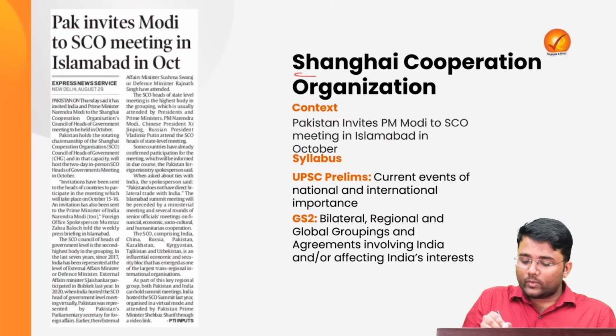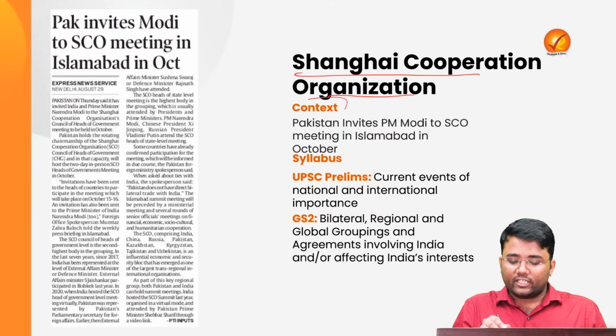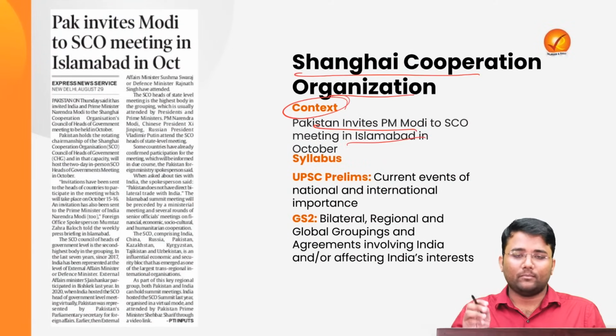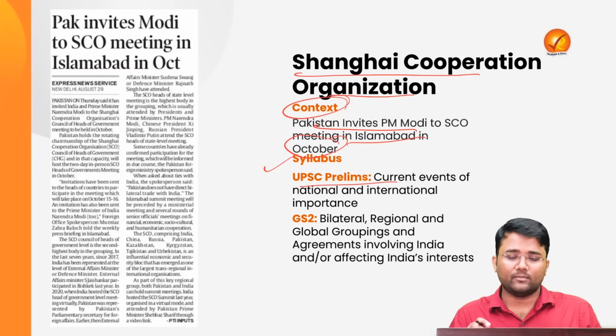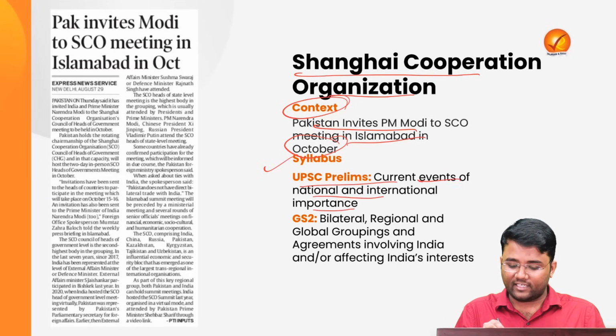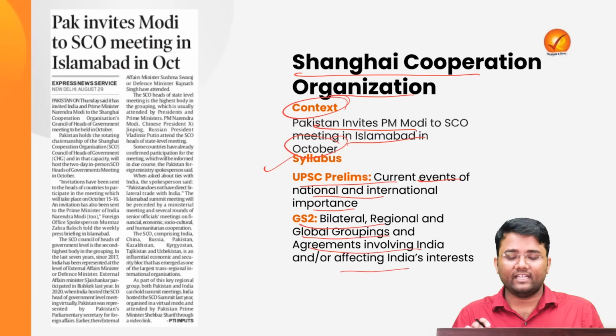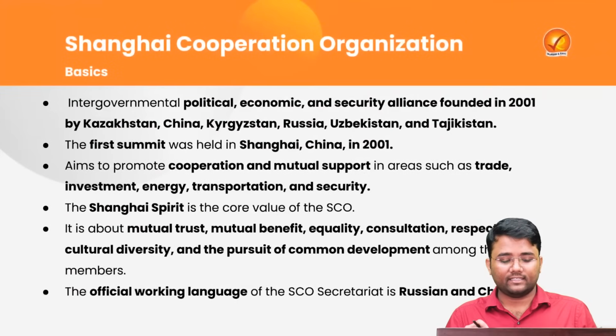Next question is Shanghai Cooperation Organization. Context of this topic is that Pakistan invites Prime Minister Modi to SCO summit in Islamabad, which is going to happen in the month of October. This particular topic pertains to syllabus of your UPSC prelims, current events of national and international importance, and syllabus of your GS paper 2, bilateral, regional and global groupings, agreements involving India and or affecting India's interest.